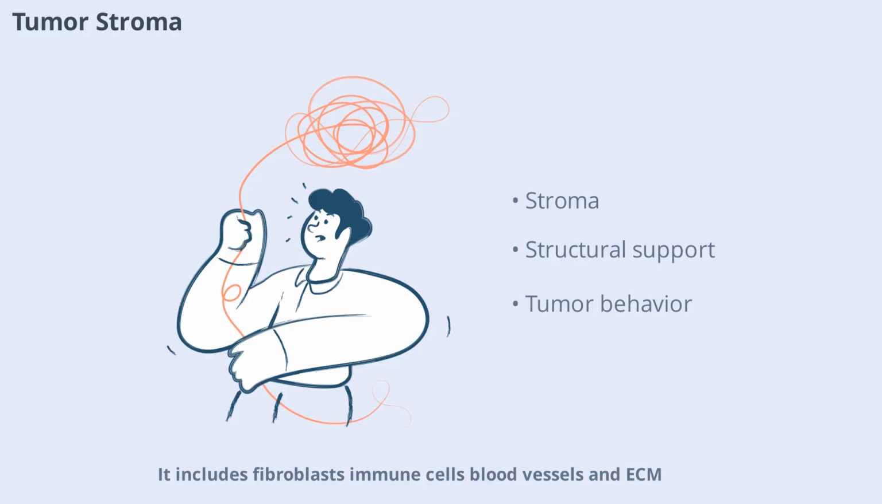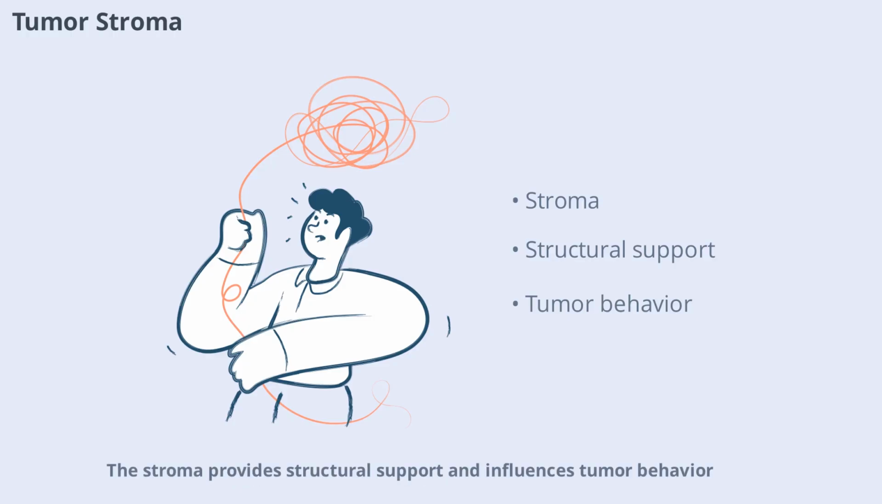It includes fibroblasts, immune cells, blood vessels, and ECM. The stroma provides structural support and influences tumor behavior. Targeting stromal components is a promising strategy for disrupting the tumor microenvironment.